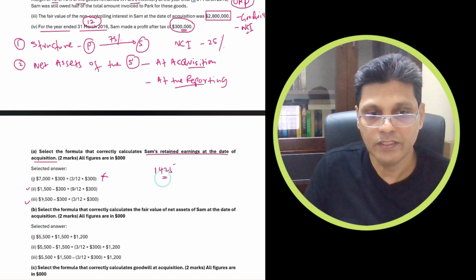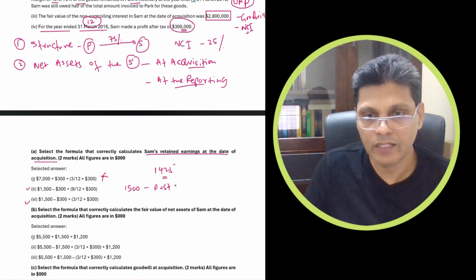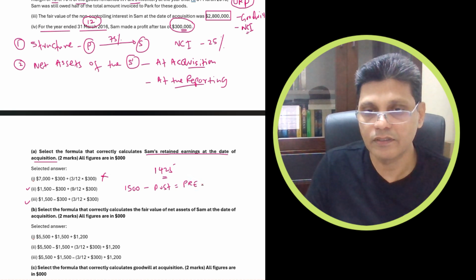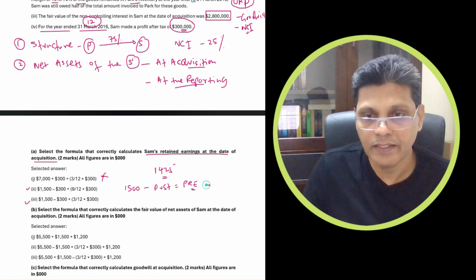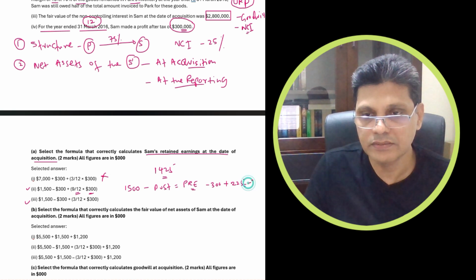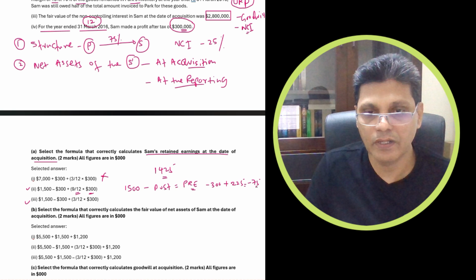So eventually you should get 1,425,000. Here it is 1.5 million minus 300. But we had to deduct the post-acquisition profit to arrive at the pre-acquisition retained earnings. From 1.5 million you need to deduct the post-acquisition profit. So minus 300,000, to that they have added 9 months profit, where they have taken 12 months divided by 12 times 9, which is 225. So therefore the net impact is minus 75. 1,500 minus 75 will be 1,425,000. So I think this should be the correct answer.